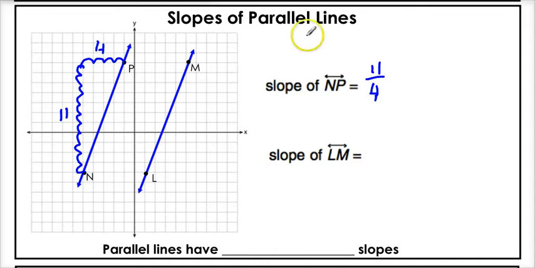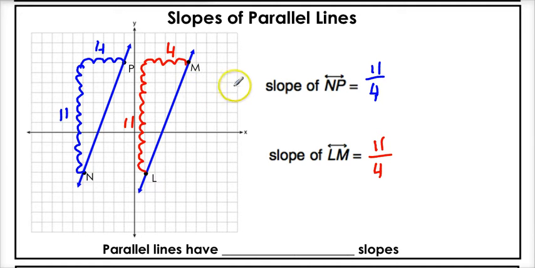Now let's look at the slope of LM, okay? Slope of LM is 1, 2, 3, 4, 5, 6, 7, 8, 9, 10, 11, over 1, 2, 3, 4. Well, look at that. It's also 11 over 4. Now, doesn't that make sense? If these guys are never going to touch, they should probably have the same exact slopes, right? Because if they had different slopes, sooner or later they're going to intersect each other. But just like rail lines, since they have the same exact direction at all times, they will never ever touch.